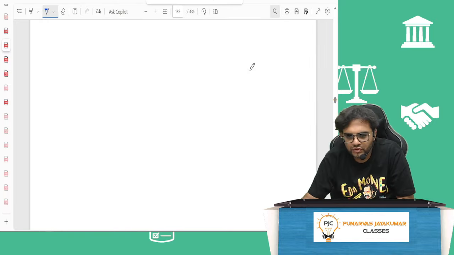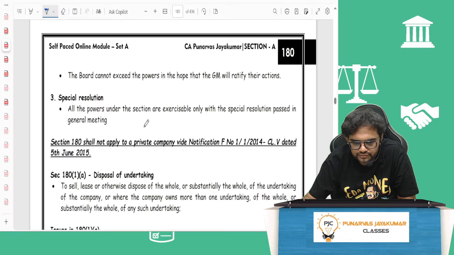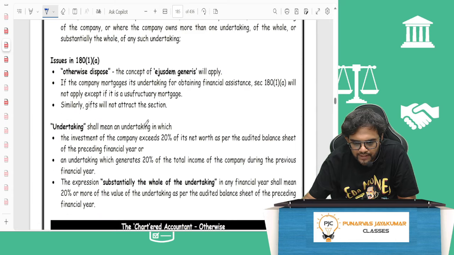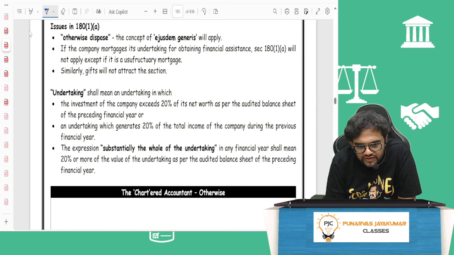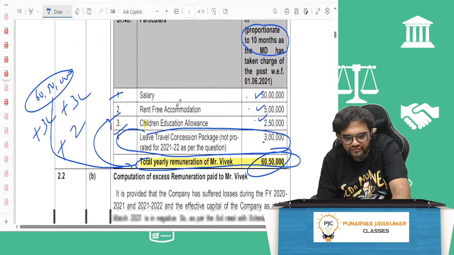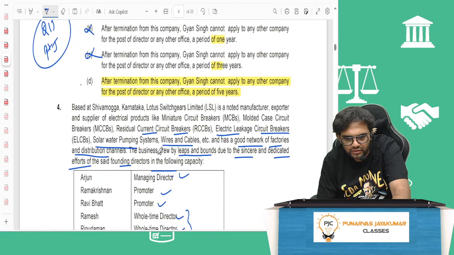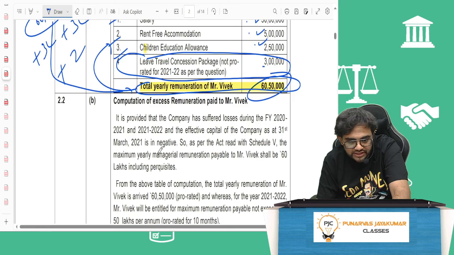Beautiful questions. Page 179. Investment of the company exceeds 20% of its net worth. Only then it will be an undertaking. So that Shruti company will be called an undertaking if and only if Lotus Switchgears has invested more than 20% of its net worth. Beautiful.